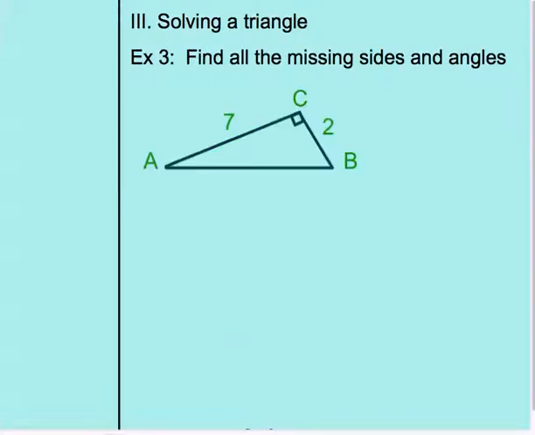To solve a triangle, what that means is to find all missing sides and angles. So we need to find the measure of angles A and B, as well as the length of side AB. So for AB, we can go ahead and use the Pythagorean theorem. And 49 plus 4 is 53. And typically you're going to give it in simplest radical form. 53 has no perfect square factors, so we're just going to call it square root of 53.